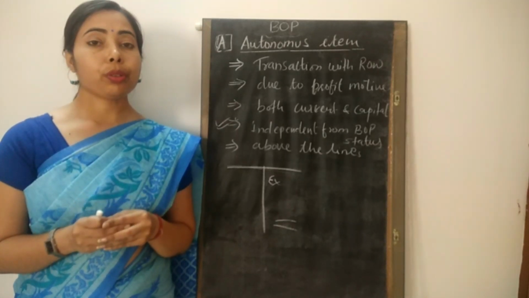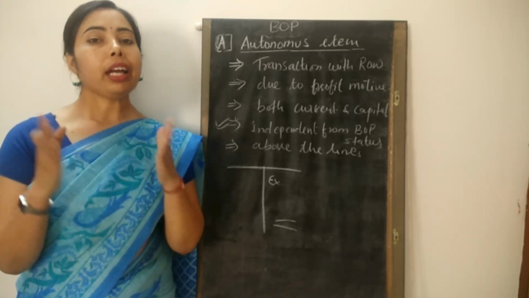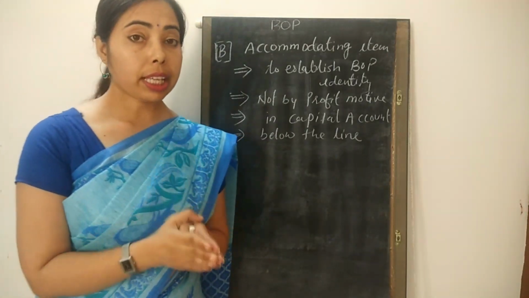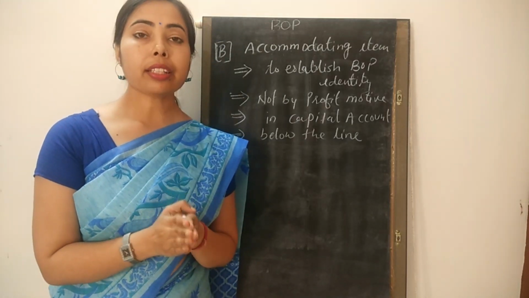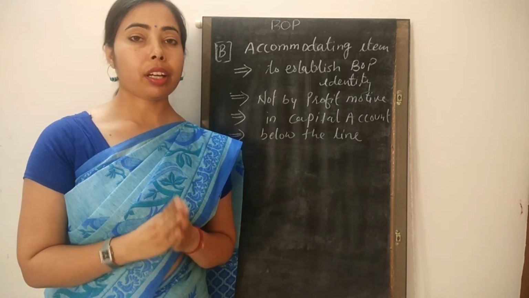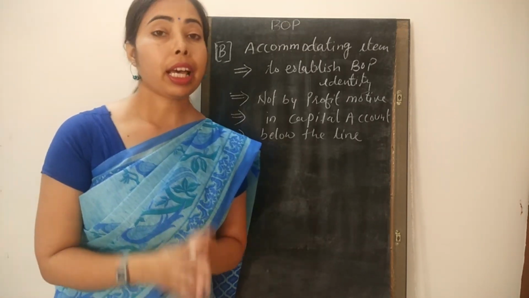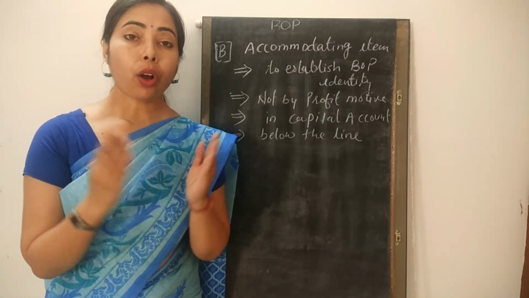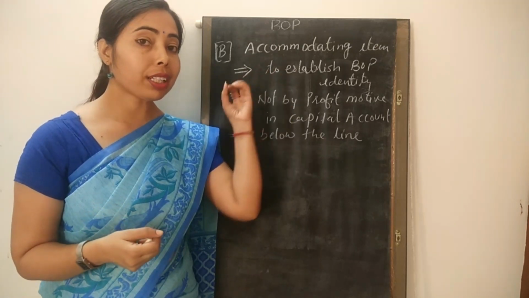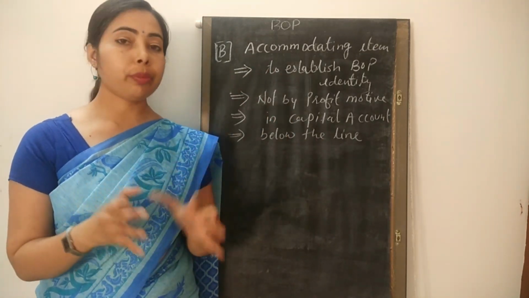The most important question that comes from this topic is: differentiate between autonomous and accommodating. Let's understand accommodating transactions. The second type is accommodating transactions. Accommodating items are those items which are totally related to BOP status. As I told you, autonomous transactions were related only to profit making; their main purpose was to earn profit.